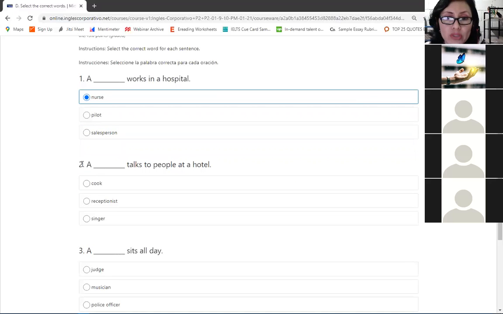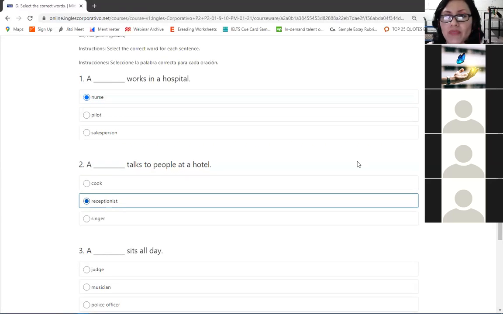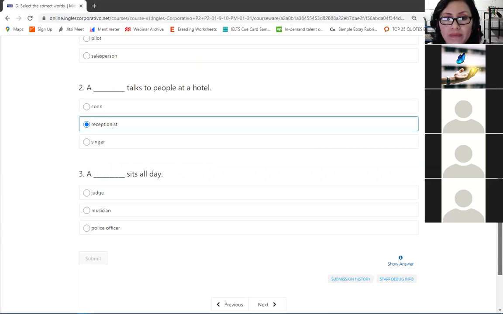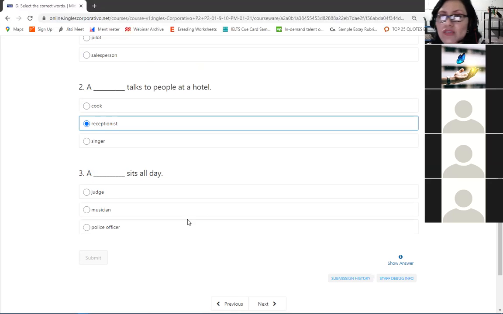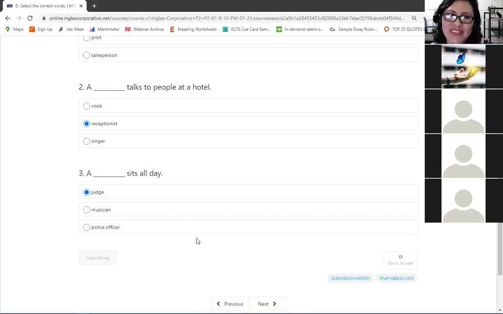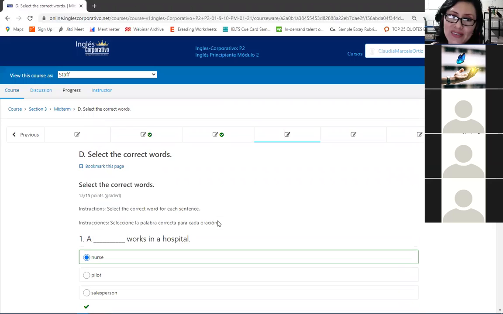It says a nurse works in a hospital, right? Then we got number two. A what? Cook, receptionist, or singer? Receptionist talks to people at a hotel, right? And number three, a judge, a musician, or a police officer sits all day. Judge. Okay, very good. Thank you, guys. So you see, that's the way we describe what a person does in his or her job, en su trabajo, okay?